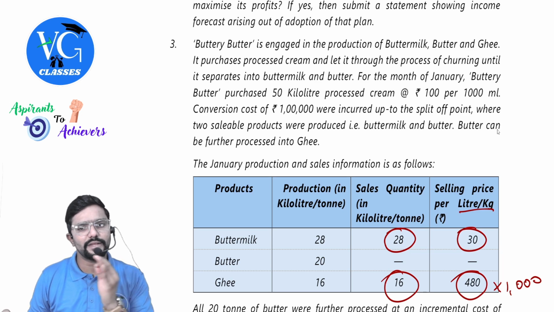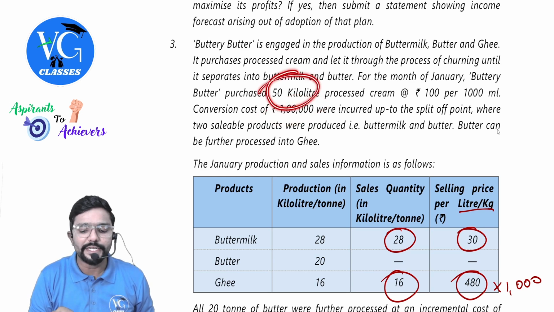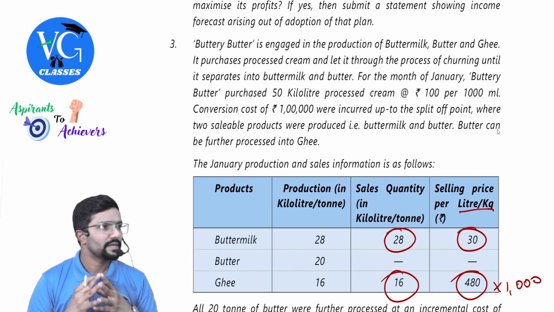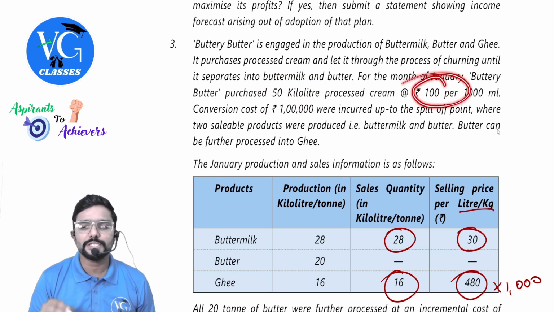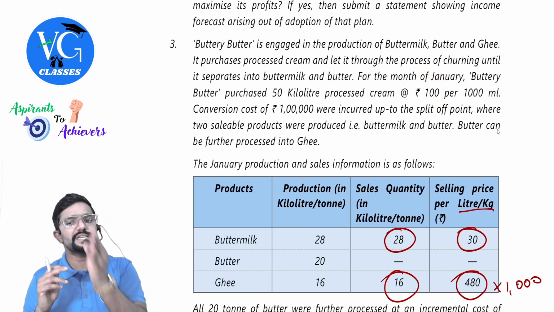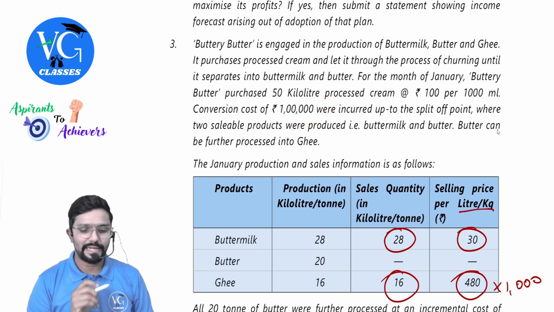Conversion cost of 1 lakh is incurred, so we need to add this also. Guys, come on. 50 kiloliter. Now if I convert it into liter, it would be 50 into 1000, and what is the cost per liter? 100. Clear? So it will be like this: 50 into 1000 into 100 plus 1 lakh.